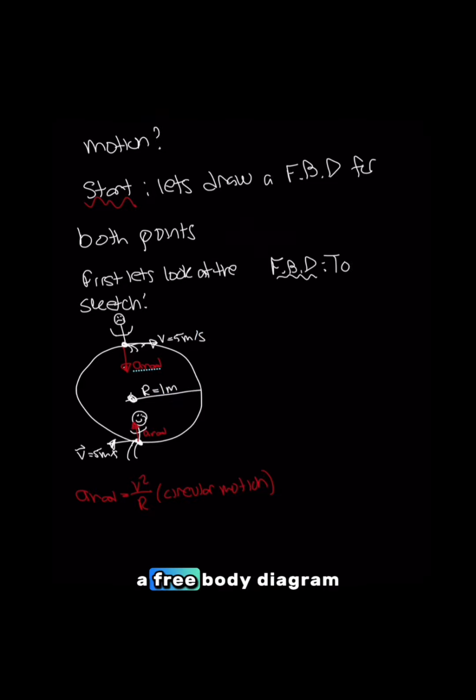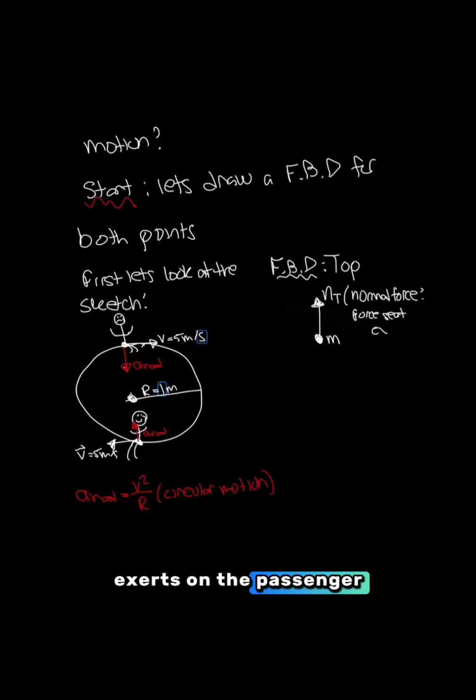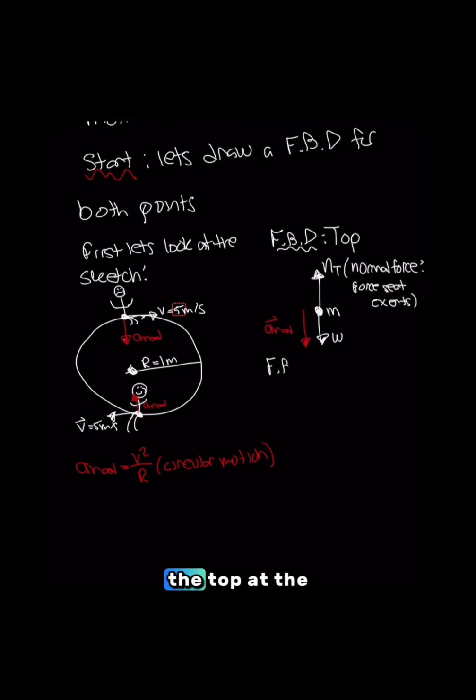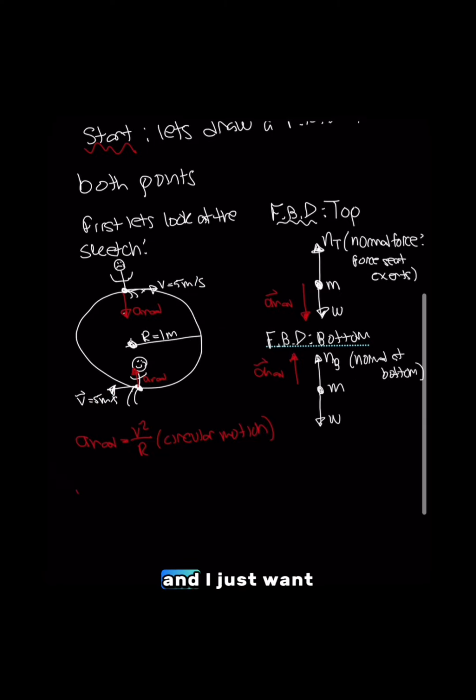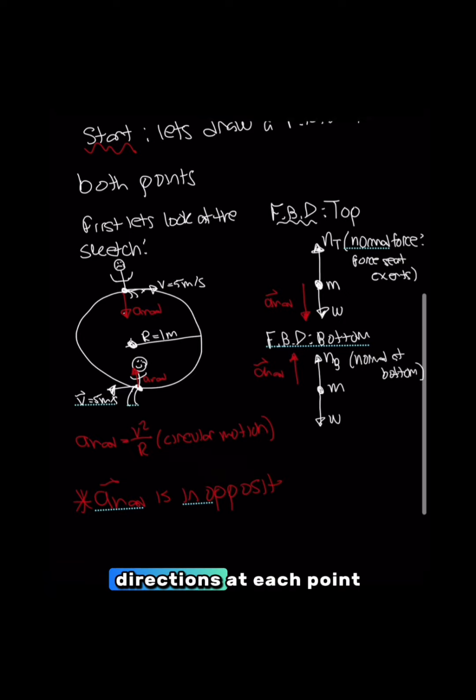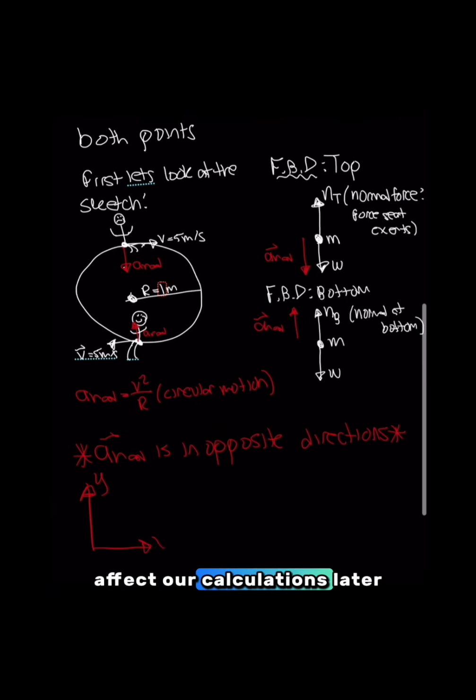So we can draw our free body diagram at the top. This is going to be the normal force at the top. This is going to represent the force that the seat exerts on the passenger. We also have the weight force. We have the radial acceleration going down at the top. At the bottom, we have the normal force. We're going to label it N_B. This is the normal at the bottom. And then we also have the weight force. But a_rad is going to be pointing up in this direction. And I just want to note, a_rad is in opposite directions at each point. This is going to affect our calculations later.